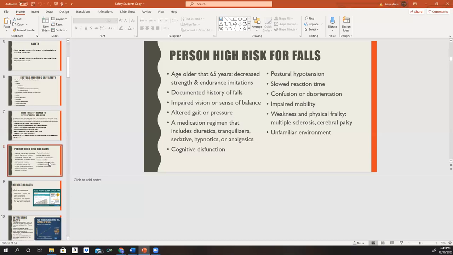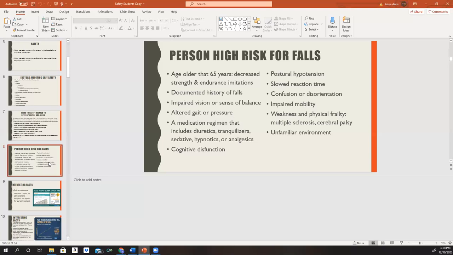Slowed reaction time. As people get older, their reaction time does slow down a little bit. So if they're driving a car or getting out of a car and they see that something's in their way and that they're going to fall, they might not be able to prevent it in time.